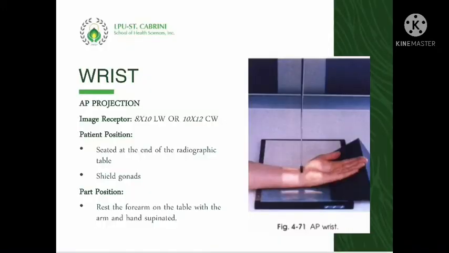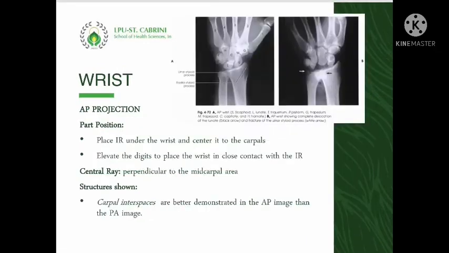The AP projection of the wrist is almost the same as the PA projection. Instead of placing the hand in palmar surface down position, here the hand should be supinated. Place a support under the elevated digits to place the wrist joint in close contact with the image receptor. The central ray is directed to the mid-carpal area perpendicularly. This projection will better demonstrate the carpal interspaces.